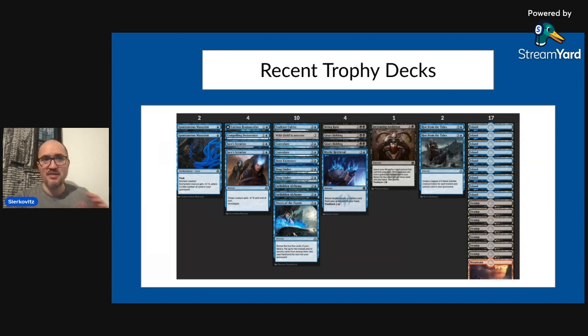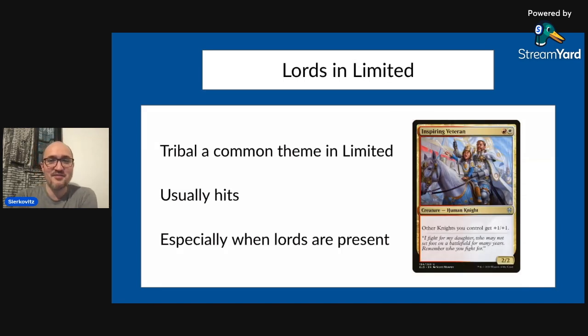So let's move on to the main topic. And today we're going to be talking about Lords in Limited. Tribal is a common theme in Limited, and I think Tribal is a theme that WotC has done so frequently that it usually hits, which means usually when you have a Tribal deck in a format, it's going to be decent.